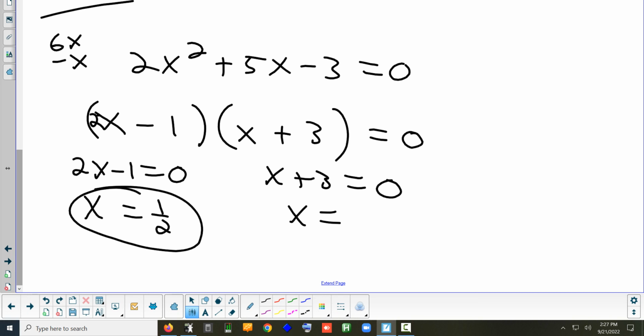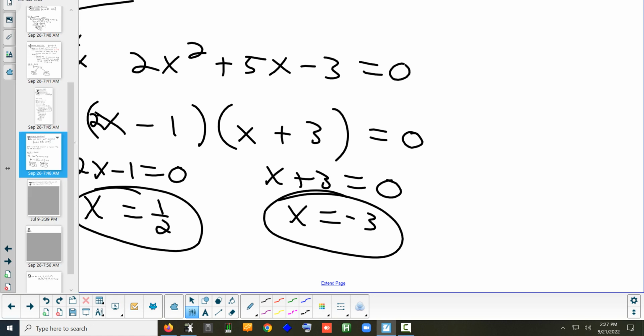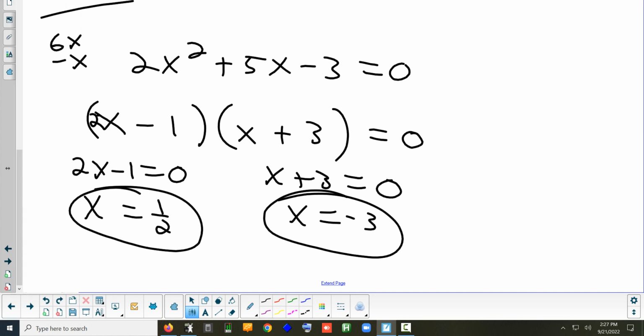Sure. Negative 2. Good. Any questions on that? So that method works fine as long as it's factorable.